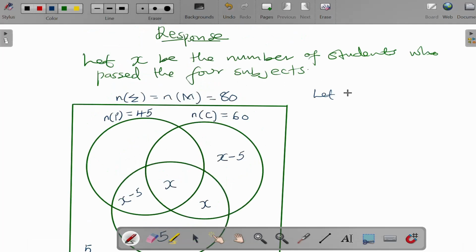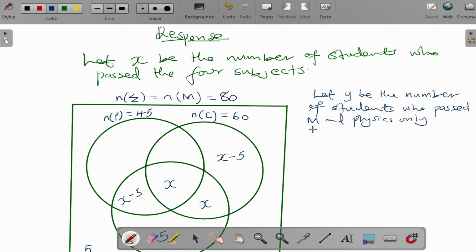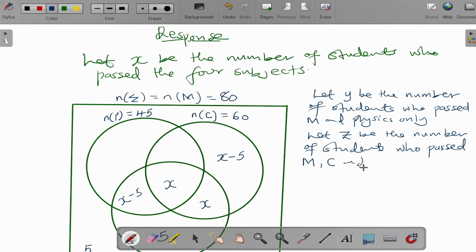We can still let Y be the number of students who pass math and physics only. Also, we let maybe Z be the number of students who passed math, chemistry, and physics only. And now we can allocate them in this Venn diagram. Those who passed math and physics only, math, remember, the universal, and physics only, they are here. So we can say that they are Y. Then these ones are Z.